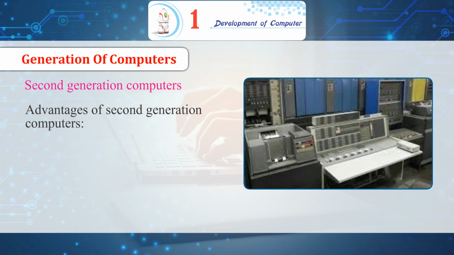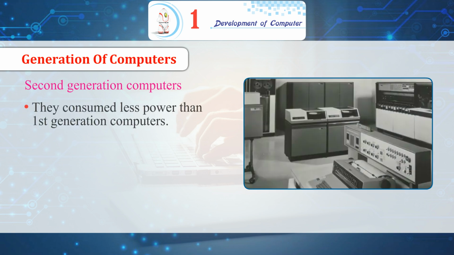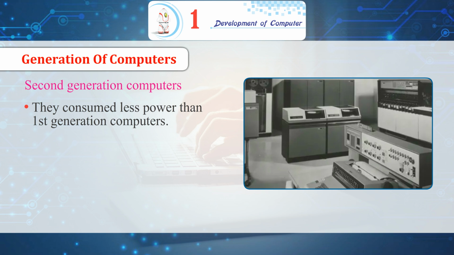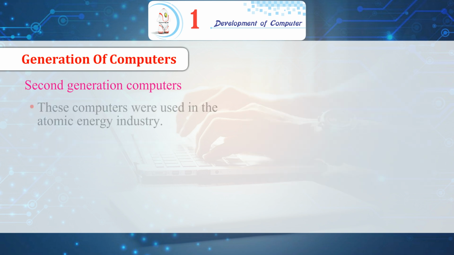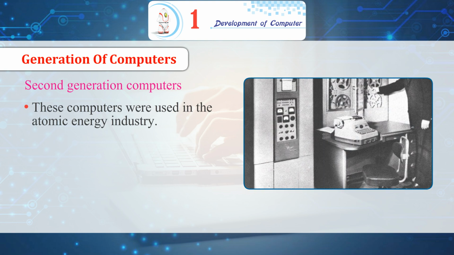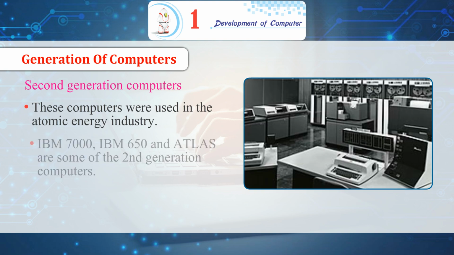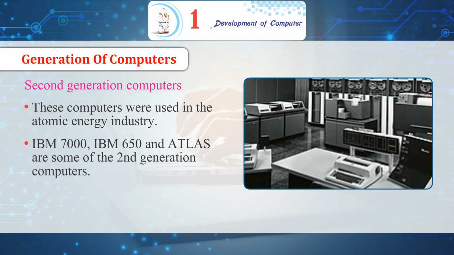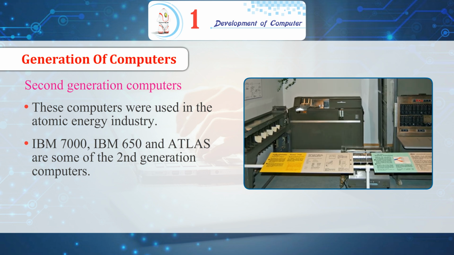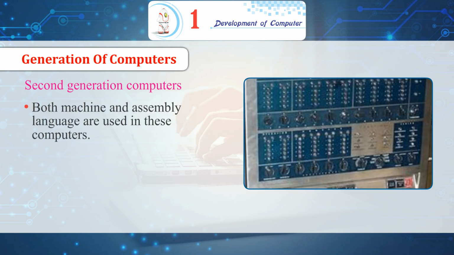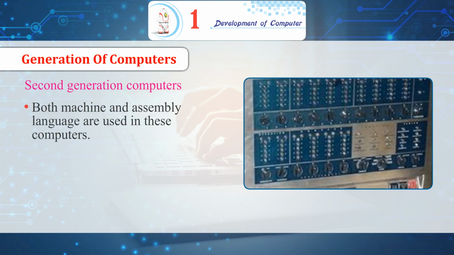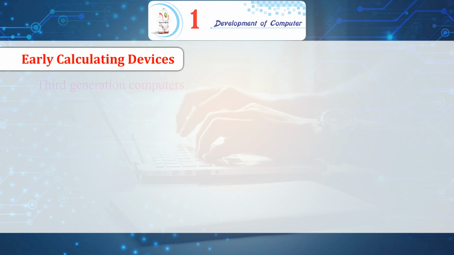Advantages of second-generation computers. They consumed less power than first-generation computers. They have faster programming. These computers were used in the atomic energy industry. IBM 7000, IBM 650, and Atlas are some of the second-generation computers. Both machine and assembly language are used in these computers.